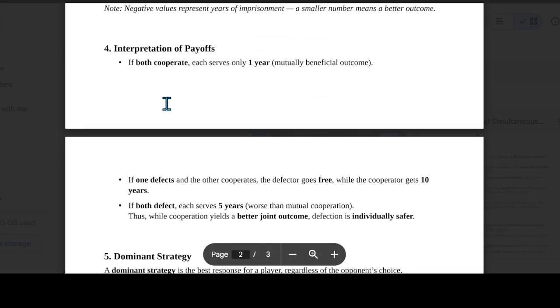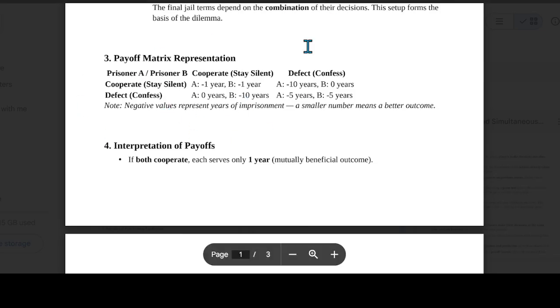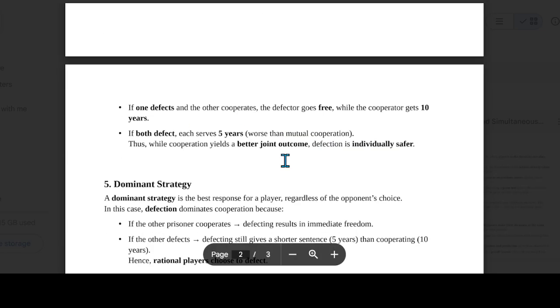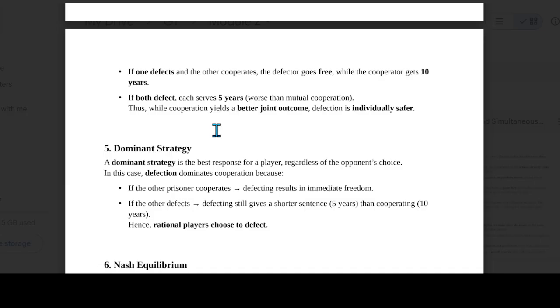Interpretation of payoffs. So this is basically an explanation of whatever this was. Both cooperate, they get 1 year. One defects and the other gets free. 10 years मिलता है. Both defect, दोनों को 5 years मिलता है. If दोनों ने confess कर दिया तो.